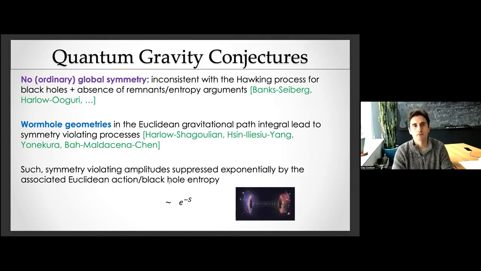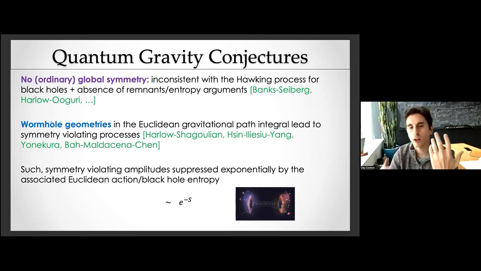Okay, so by now everybody knows there's this big program of trying to constrain what are consistent theories that can be coupled to quantum gravity. And one of the more famous consistency conditions, which is essentially almost a theorem now, is the idea that there's no global symmetry. This is inconsistent with the Hawking process for black holes, plus the absence of remnants and entropy arguments. So that's kind of an old point of view on it, with recent updates by Banks and Seiberg and ideas in holography by Harlow and Ooguri.